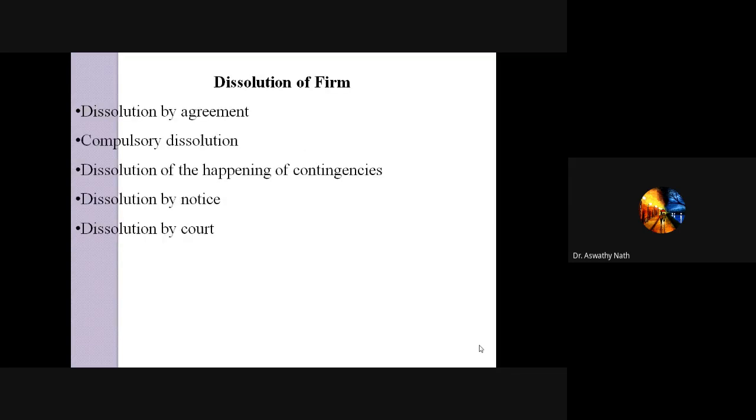On the other hand, dissolution of a partnership firm means the discontinuing of the business under the name of the said partnership firm. In these cases, all the liabilities are finally settled, and all the assets are sold or transferred to a particular partner, and all the accounts that existed with the partnership firm are settled. So this is the end of a firm. That's called discontinuing the whole business. And this dissolution can happen in many ways.